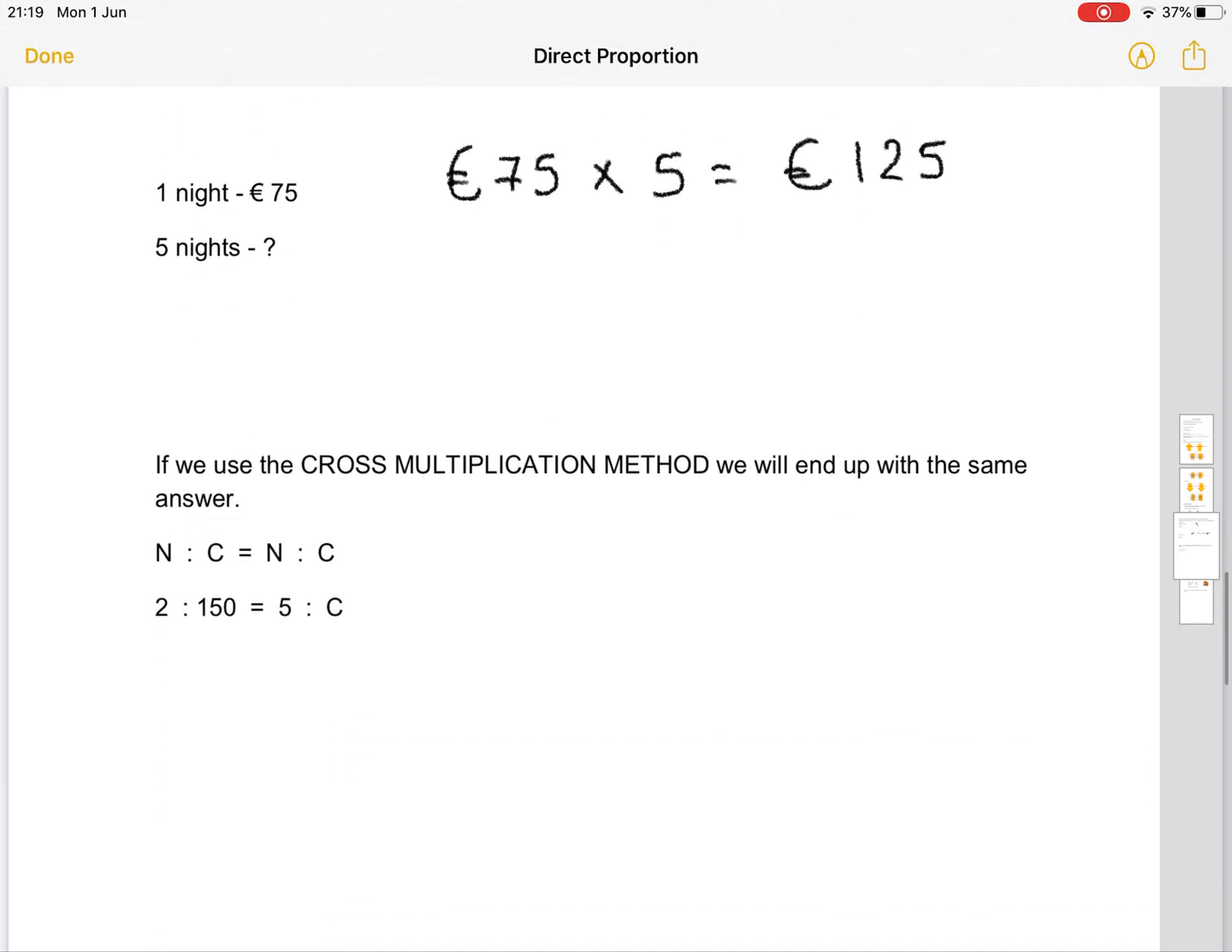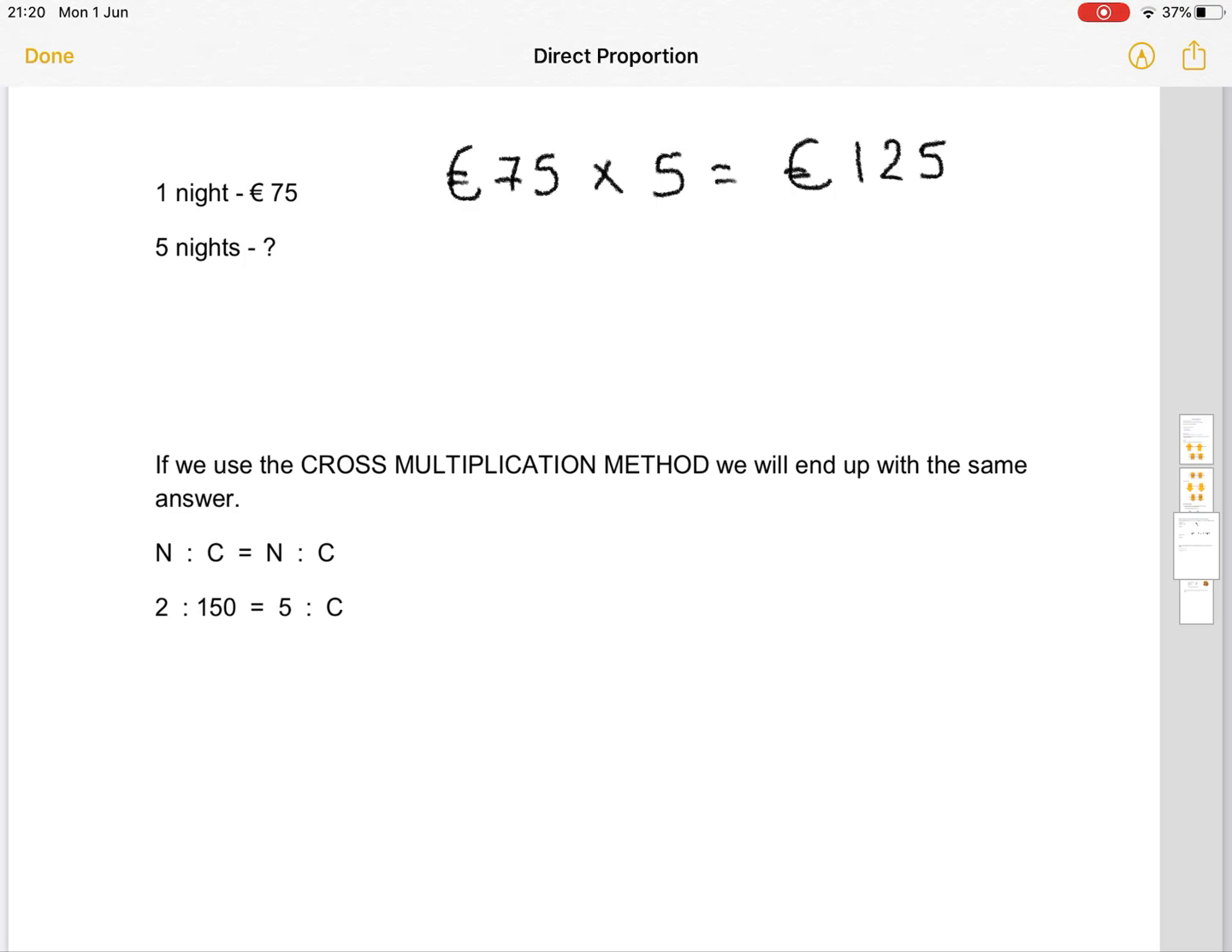Now, if we want to use the cross multiplication method, okay, using ratios, we will end up with the same answer. So we have night is to cost, alright? If she stays 2 nights, then the cost is 150. So 2 is to 150, alright, is equal to, if she stays 5 nights, how much will it cost?